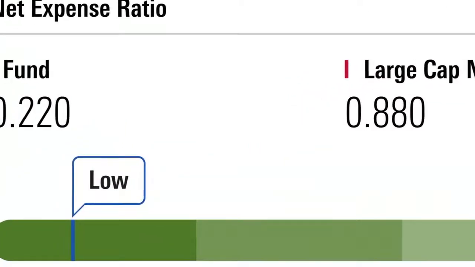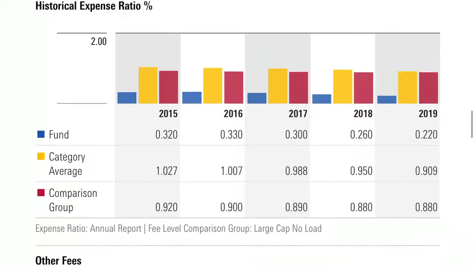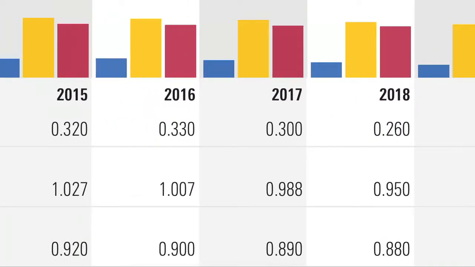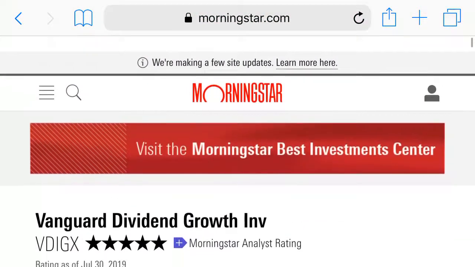Okay, just again is telling you the expense ratio, and if you scroll on down here, it'll tell you historical expense ratio. So in 2019, it's 0.22. It used to be a little bit higher, but always super low. So that's impressive that the expenses are that low.